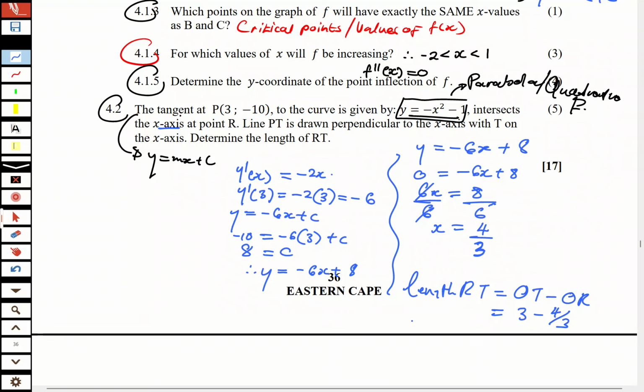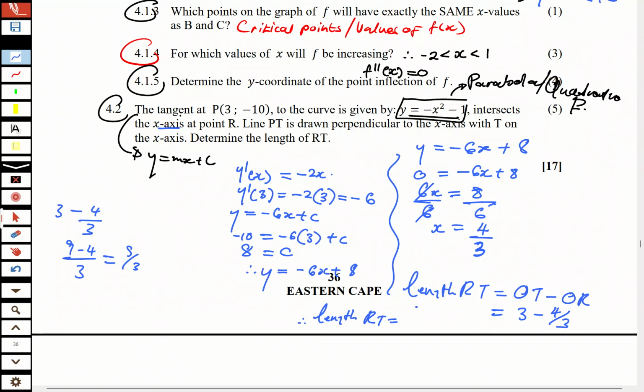So let's see what the answer is. Let me just use calculations here. The length RT is something like this: 3 into 9 minus 4. This is 5. You're left with 5 all over 3.